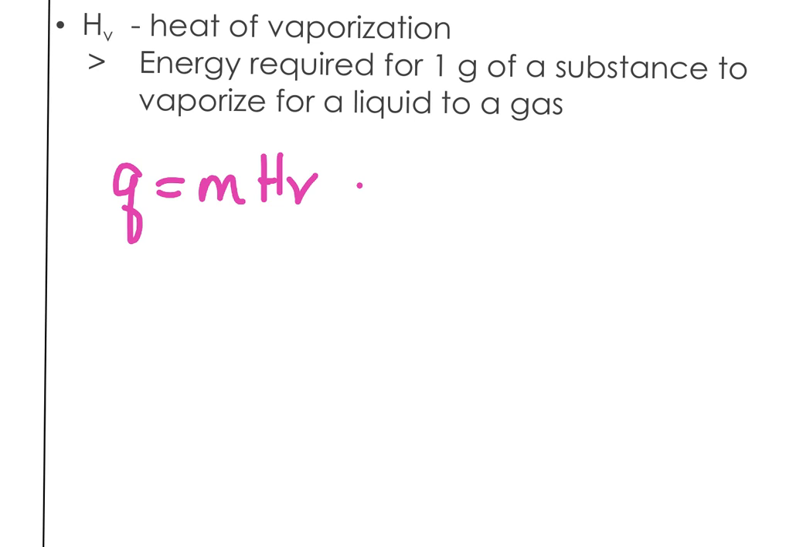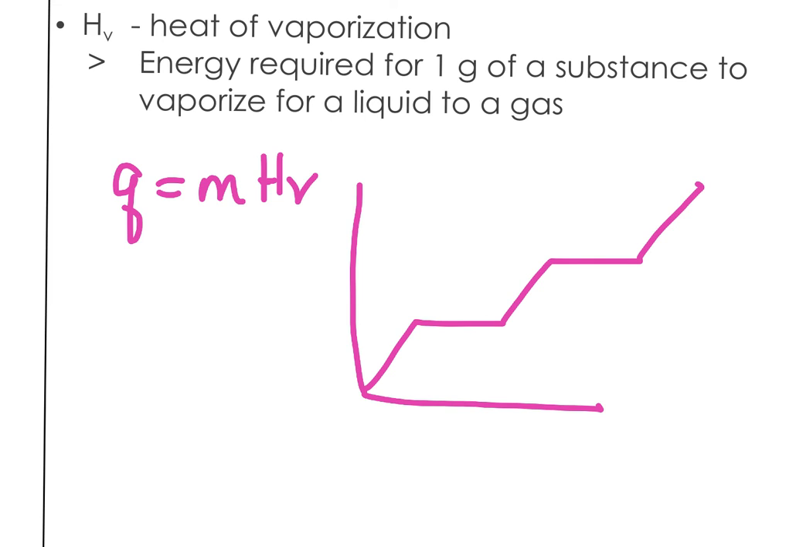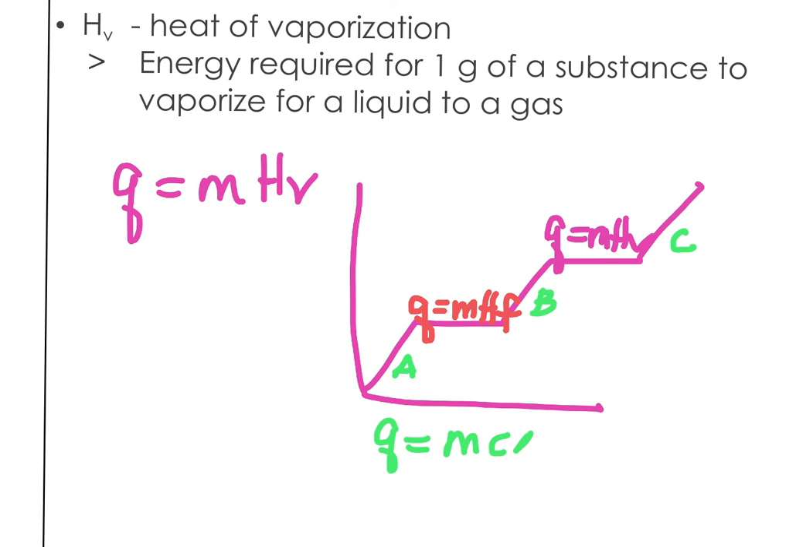So remember on our heating curve, I'm just going to show you so there's no confusion. Here is where I use Q equals mHV. Here is where I use Q equals mHF. And to make it easier, at A, B, and C, I'm going to use Q equals mc delta T, because that's where I have the change in temperature.